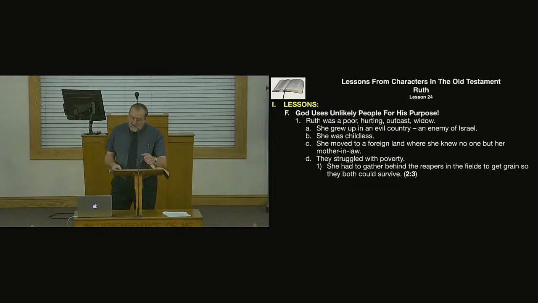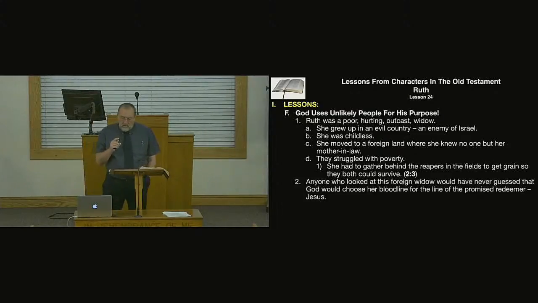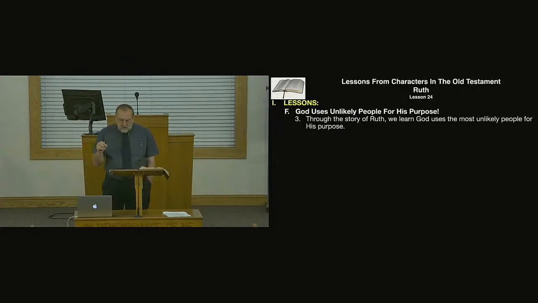We're told in chapter 2 and verse 3, she had to go behind the reapers in the field to gather grain to sustain her and her mother-in-law. And anyone who looked at this foreign widow would have never guessed that God would choose her bloodline for the line of the promised Redeemer, Jesus. And you know, it's through the story of Ruth that we learn God uses the most unlikely people for his purpose.